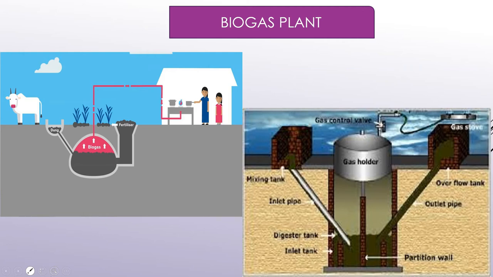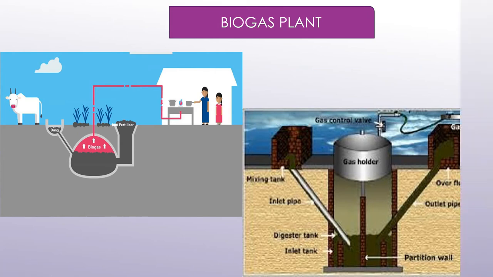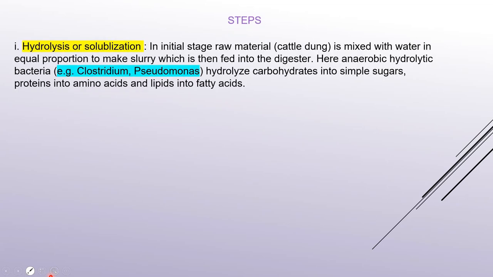Although the biogas plant involves a simple thing, it is actually a great boon to us because of the methane flame. As methane burns with a blue flame, there is no problem with respect to pollution. What are the steps? The very first step is hydrolysis or solubilization, in which the raw material, that is the cattle dung, is mixed with water in equal proportion to make slurry, which is then fed into the digester. Here, anaerobic hydrolytic bacteria, for example Clostridium and Pseudomonas, hydrolyze carbohydrates into simple sugars, proteins into amino acids, and lipids into fatty acids. It means all the complex substances are basically broken down into simpler substances.